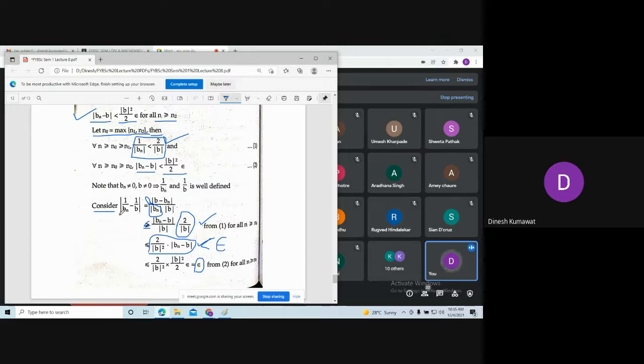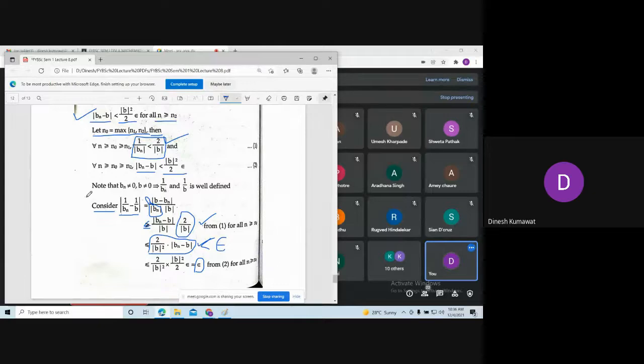Then only we can conclude that this modulus is less than epsilon, and we are going to say 1 upon bn converges to 1 upon b. Is it or not? Yes, sir. So now what should we choose mod bn minus b to be, so that we get this less than epsilon?